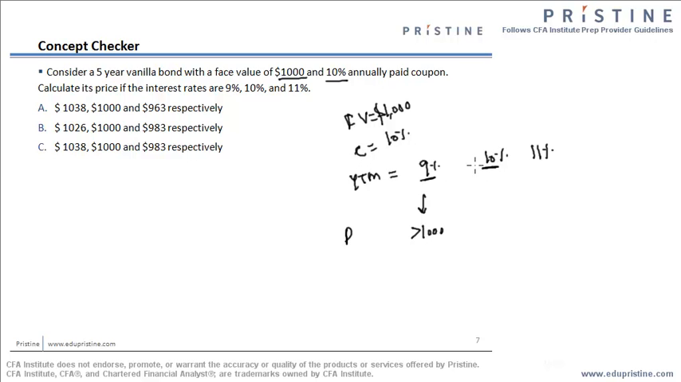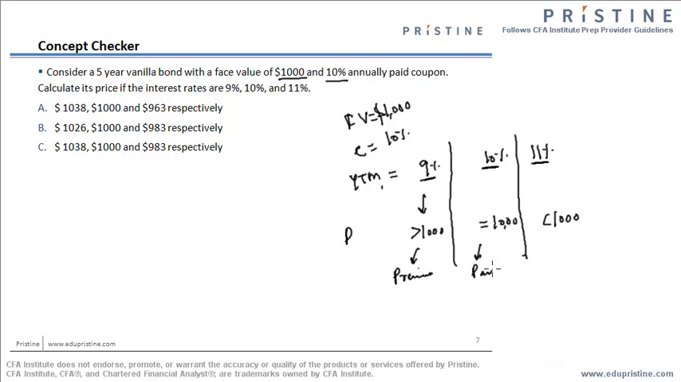Whenever the yield to maturity and the coupon are the same, we know that the price is equal to the par value, so this would be equal to 1,000. And in the last case, the price has to be lower than the face value because the yield to maturity is more than the coupon percent, right? So this becomes a premium bond, this becomes a par bond, this becomes a discount bond.